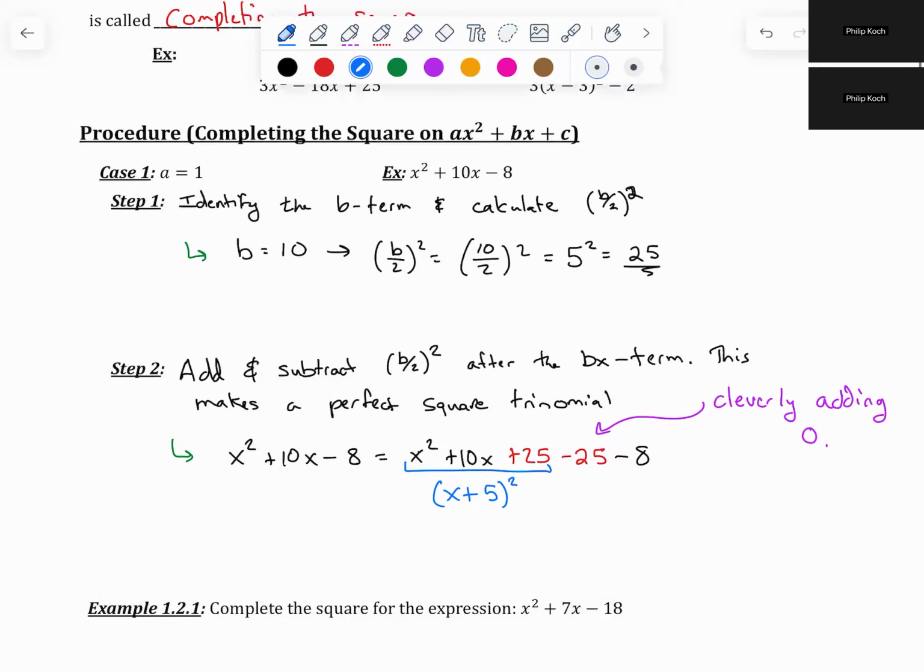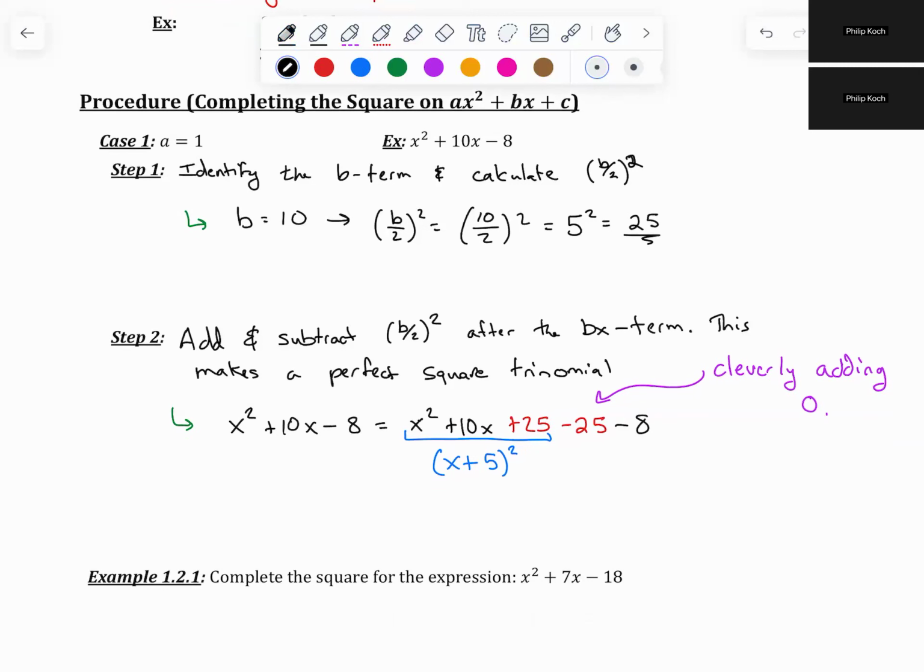Simplify. So we've got that this will be equal to x plus 5 quantity squared minus 32. And that's it in vertex form. Now, as a note, unless there's any questions on what I did.